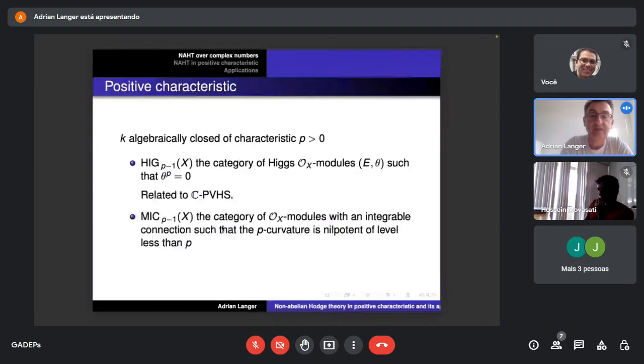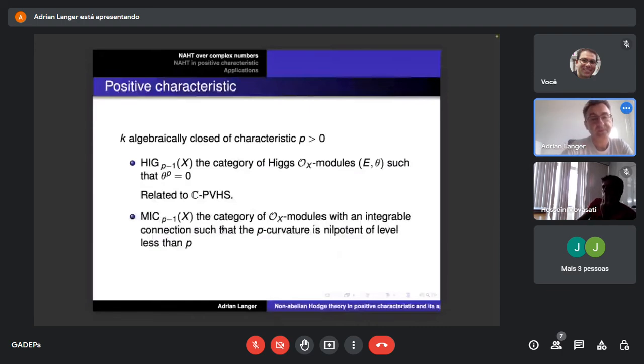And then there is another category, which is the category of, well, essentially flat vector bundles, but we consider the category of O_X-modules with an integrable connection. And there is a notion of p-curvature in this case, in positive characteristic, that I'm not going to talk about. For every integrable connection, there is some kind of p-curvature, and we require this to be nilpotent of some level less than p, so of level p minus 1 again.